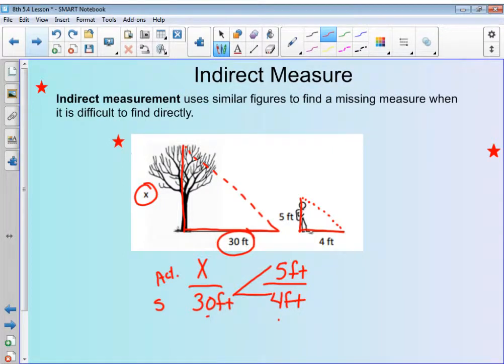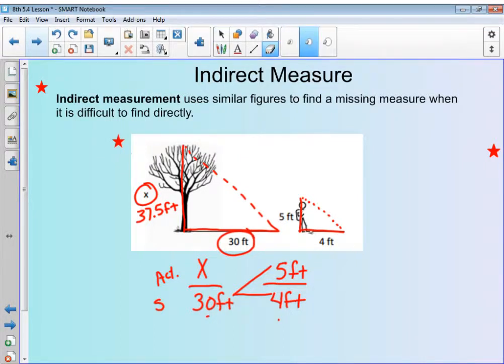So you're going to multiply where you have those two diagonals. So 30 times 5 is 150. And we're going to divide that by 4. And when I do that, I get 37.5. So this is 37.5 feet tall. Okay, so that's working indirect measure, and we're reverting back to solving using proportions.